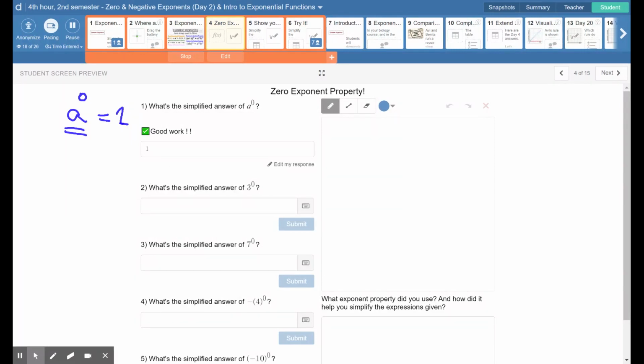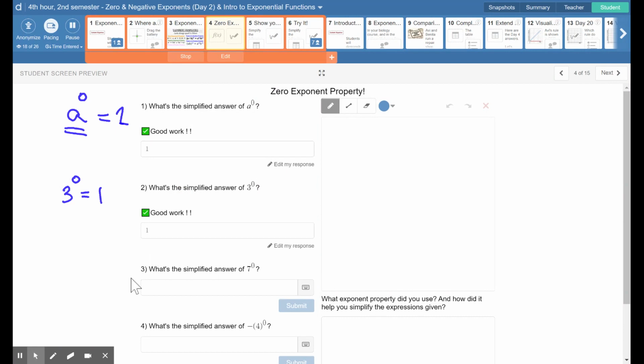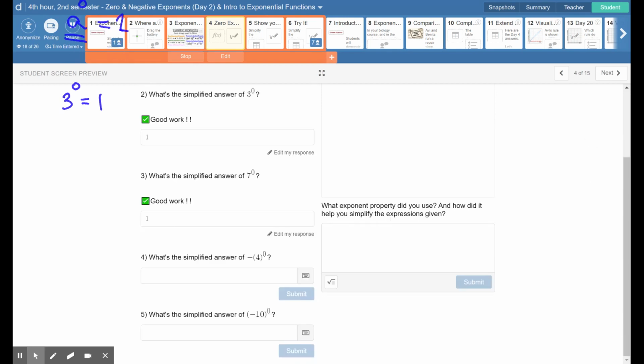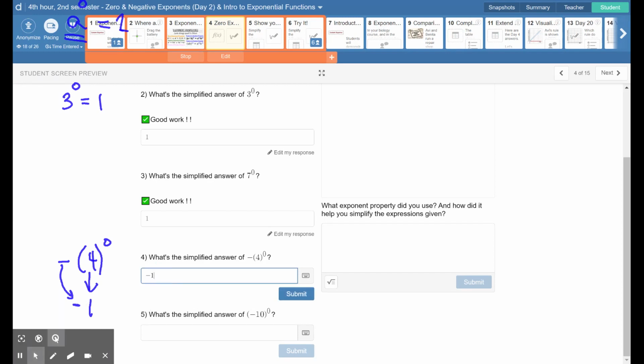Now, what is the simplified answer of 3 to the 0? Any number to the 0 power is 1. Seven to the 0, same idea. It's 1. So number 4 is where you get that negative sign. The negative sign is located on the outside of the parenthesis. So what is really raised to the 0 power is that 4. 4 to the 0 is 1. We're going to drop down that negative 1. So then we're going to get negative 1.